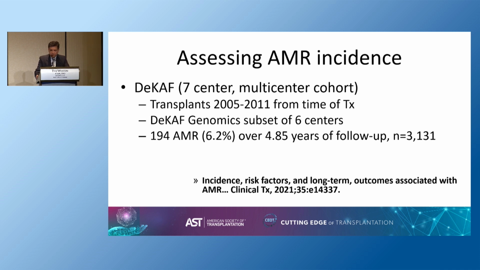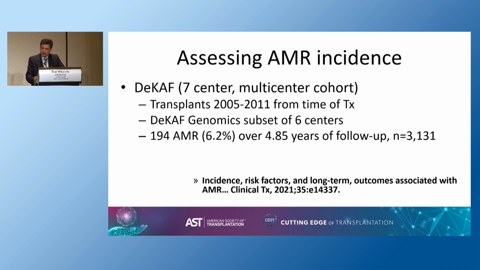Okay, so first I'll talk about assessing AMR incidence. The DCAF study is a 7-center, multi-center cohort. There was a cross-sectional cohort, but today I'll just talk about data from the prospective arm, which included 7 centers: 2 in Canada, University of Alberta and Winnipeg, and 5 in the US. So we had University of Minnesota, Hennepin Healthcare, Mayo Clinic, University of Iowa, and UAB. Those are the 7 centers that made up DCAF.